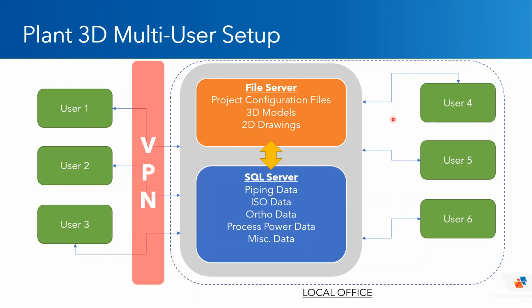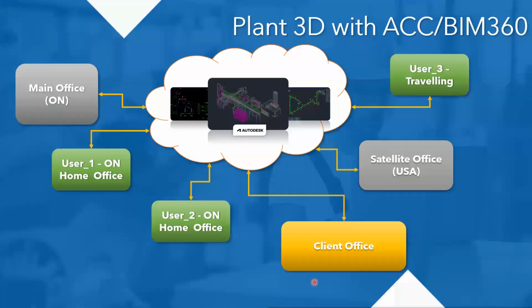So what Plant 3D and ACC does is it removes the necessity for the file server and the SQL server, which means that everything you have gets stored in the cloud. So once we upload your Plant 3D project to ACC, users from your main office can just access their project from their desktop. And whether you're working from your home office in Ontario, or if you have a satellite office in the States, or even if you're traveling for work, you can access the same data set without requiring any replication of data from wherever you are.